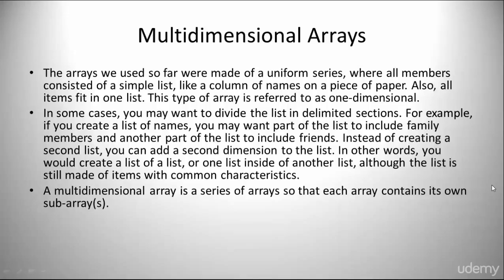In some cases, you may want to divide the list in delimited sections. For example, if you create a list of names, you may want part of the list to include family members, and another part of the list to include friends. Instead of creating a second list, you can add a second dimension to the list that you already have. In other words, you would create a list of a list, or one list inside of another list, although the list is still made of items with common characteristics. A multidimensional array is a series of arrays so that each array contains its own subarrays. As we stated, a list within a list.